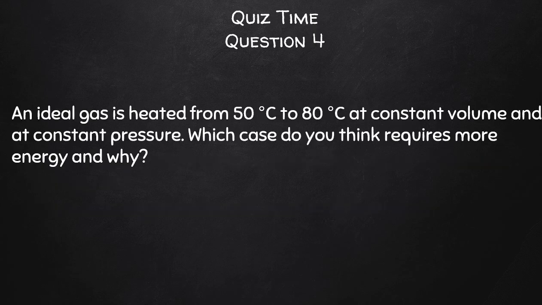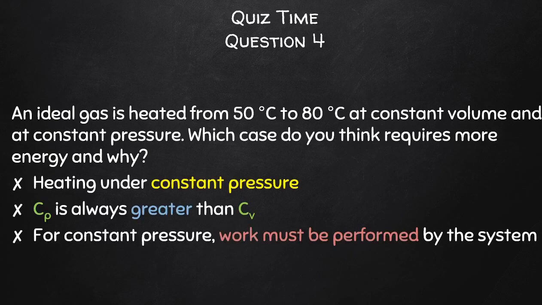Now, next, consider the following question. Let's say we have an ideal gas. It is heated from 50 degrees Celsius to 80 degrees Celsius at a constant volume and at a constant pressure. In which case do you think more energy would have to be transferred, and why? Heat under constant pressure requires more energy, since Cp is always greater than Cv, but this is also because work is required to keep the system at a constant pressure, and so that's why Cp happens to be greater than Cv.